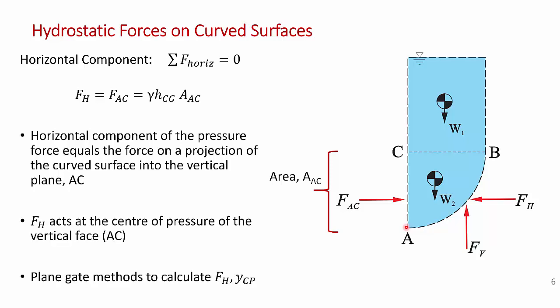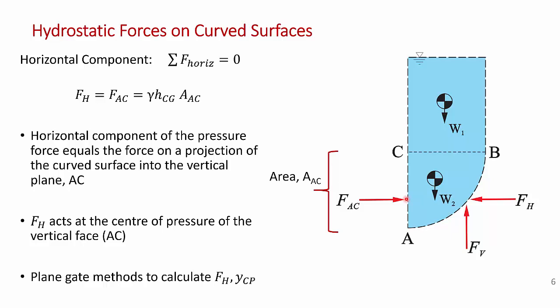And so, yeah, you can see that FH here would be in line with FC, because they're the only two horizontal forces, and we can't have any moment, so they have to be in line. And FAC here would act at the center of pressure, so just below the centroid of surface AC. So we're going to use the plane gate methods to find FH and YCP on surface AC.